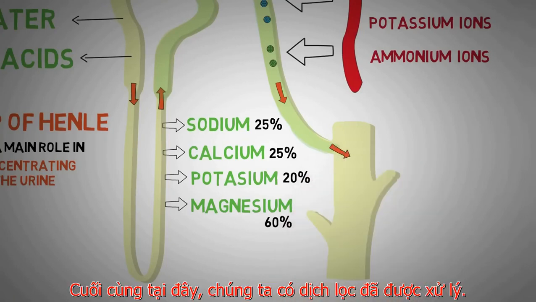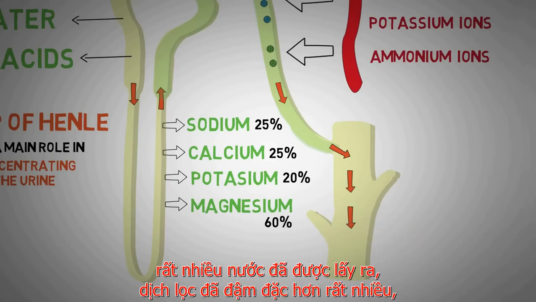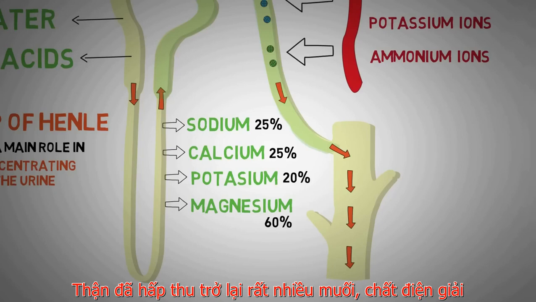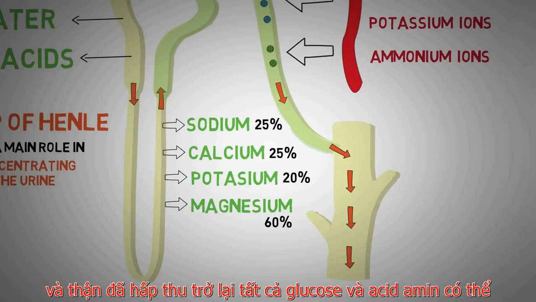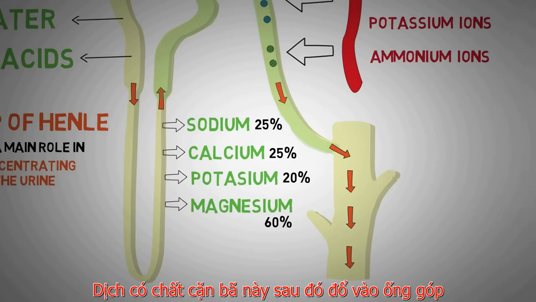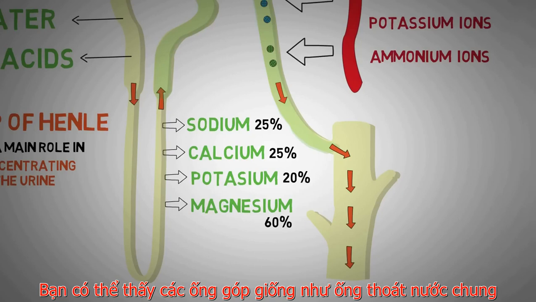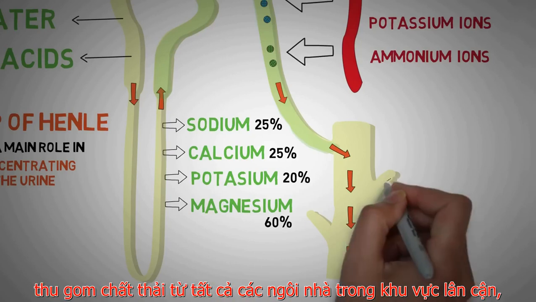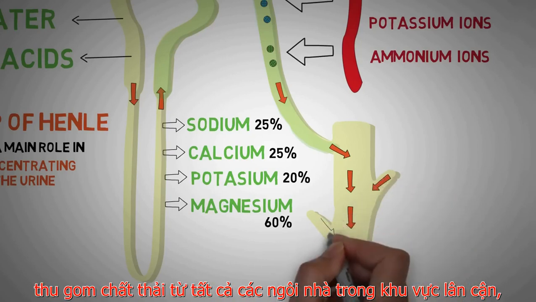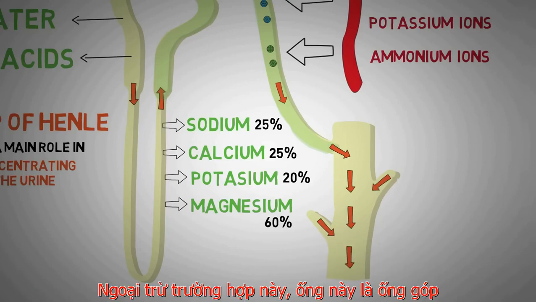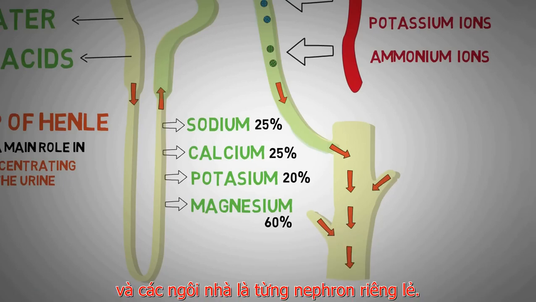Then at the end right here, we have our filtrate that has been processed. A lot of water has been taken out. It's a lot more concentrated. We have reabsorbed a lot of salts, electrolytes, and all the glucose and amino acids that we could. This waste fluid then gets dumped into the collecting duct. You can see the collecting duct like a common drain pipe that collects waste from all the houses in the neighborhood. Except in this case, the pipe is the collecting duct and the houses are individual nephrons.